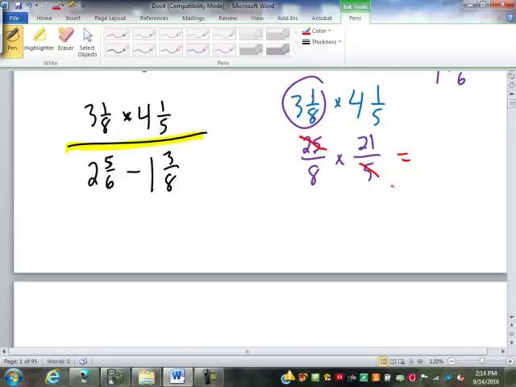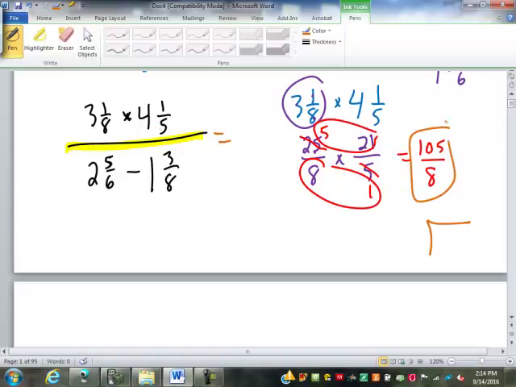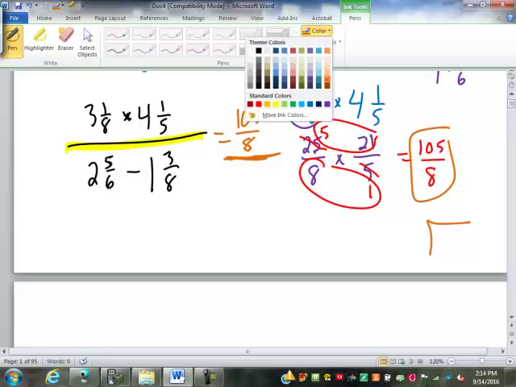Can we reduce anything before we multiply? 25 and 5, right? Both of those can be divided by 5, so we're going to get a 1 and a 5 here. So 5 times 21 is 105. 8 times 1 is 8. And now we do have to divide that out to, well, you know what? We're going to have to divide here eventually. So I'm going to leave that as an improper fraction right now. 105 over 8 is what I have on the top. Since I'm going to divide by whatever I get on bottom anyway, why bother changing that back into a mixed number when I need it as an improper fraction to divide?